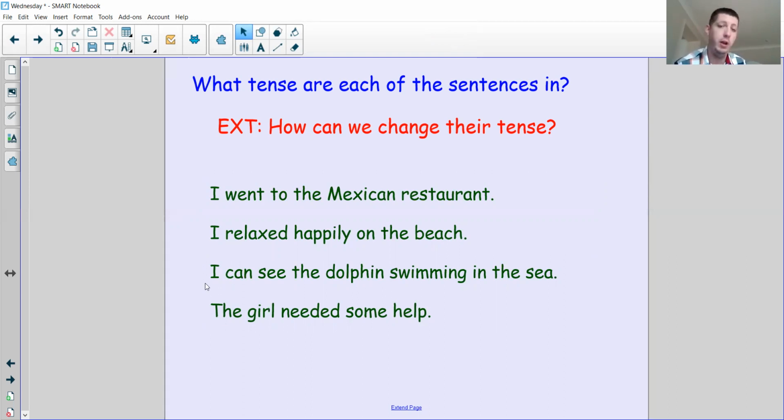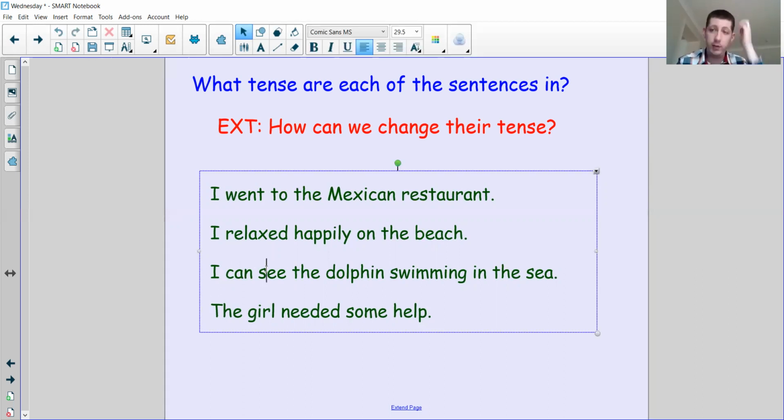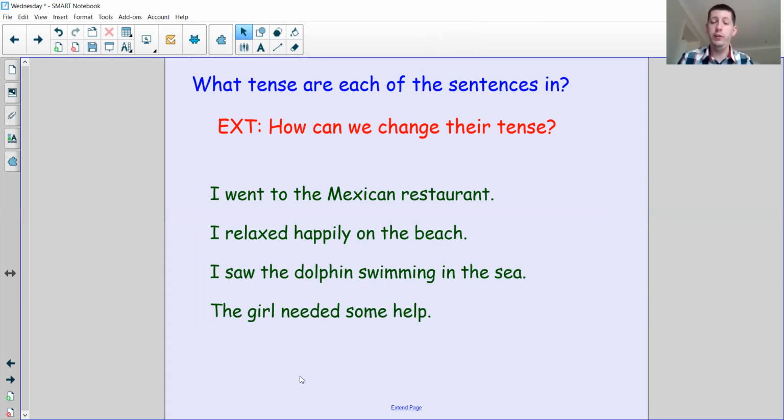Is that something that's in the past or is it something in the present happening now? It's happening now, isn't it? I can see the dolphins swimming in the sea. If you wanted to change that to the past tense, instead of saying I can see, you could say I could see, because that was in the past, or the past tense of the word see, to see something, would be saw. I saw the dolphins swimming in the sea. That's now in the past tense. It's already happened.